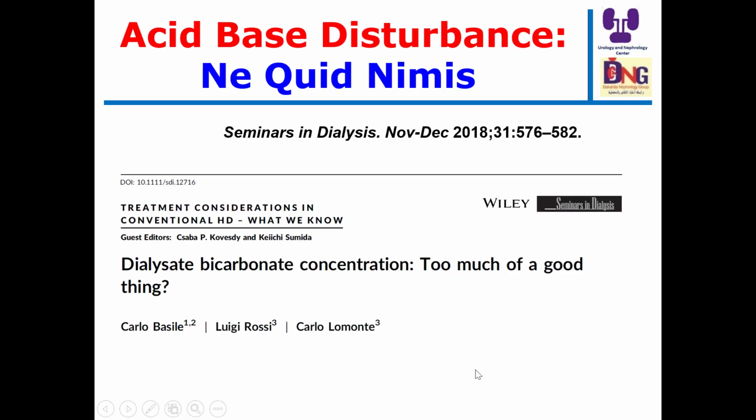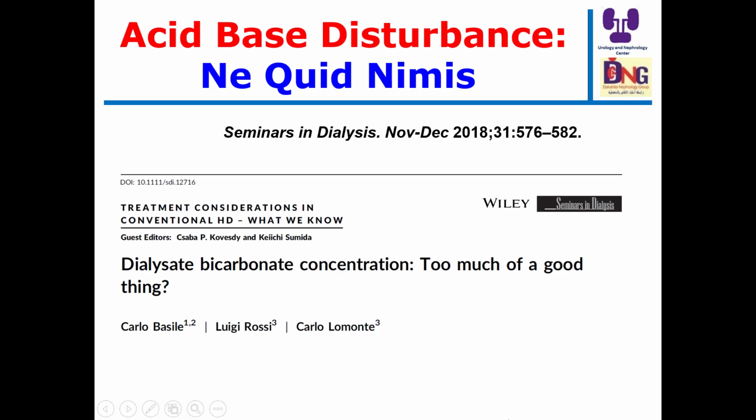Regarding the acid-base disturbance, we don't like acidosis and we don't like alkalosis. Neither, meaning neither in excess. Why? Because acidosis is associated with poor outcome, cardiovascular complications, loss of residual kidney function, etc.